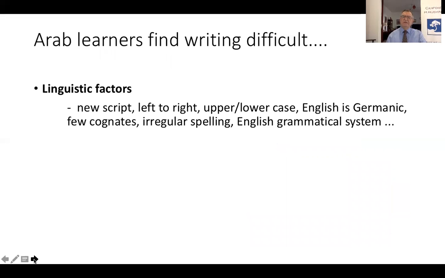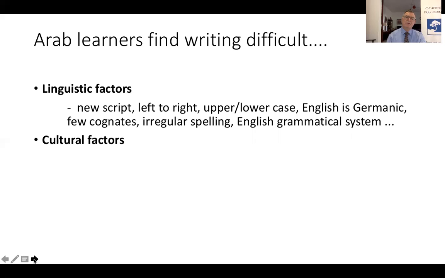First of all, there are linguistic factors. For example, it's a new script, which is a barrier at the beginning. It's left to right, there's upper and lower case. English is a Germanic language, so there are very few cognates with Arabic. The spelling, of course, is very irregular in English. And there are also difficulties with the English grammatical system, and so on.